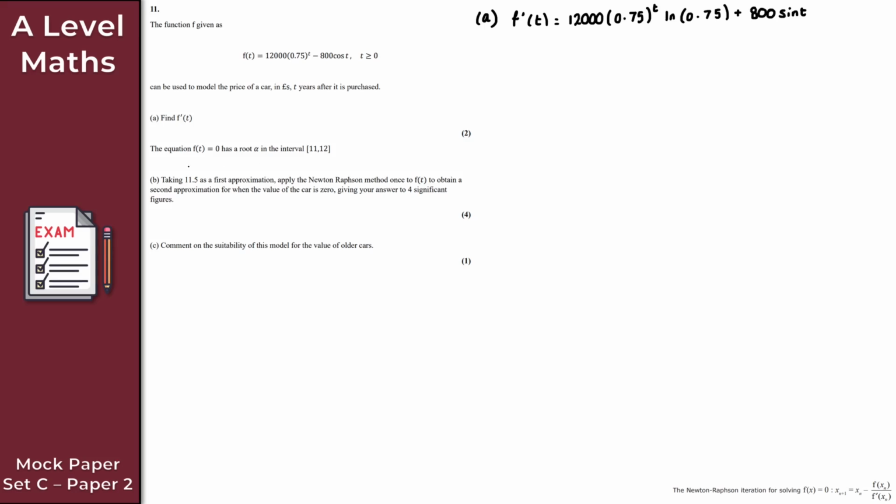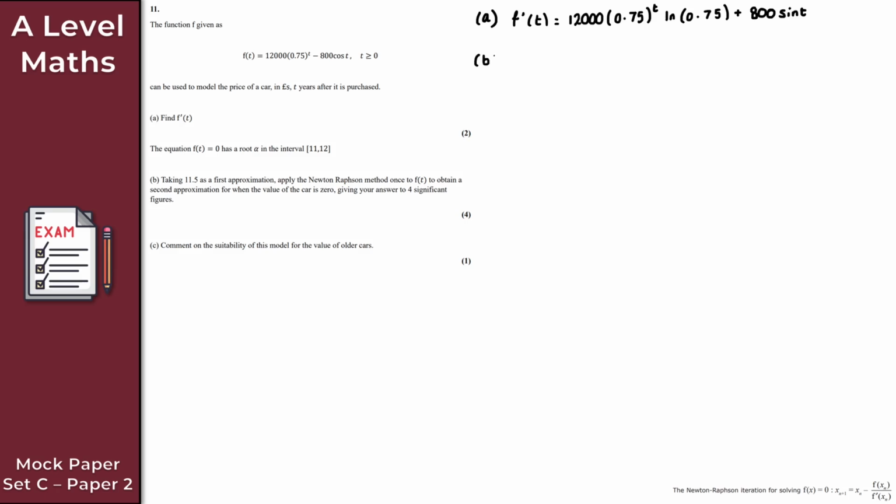Now for the next part of this question, and what we're given here is the equation f of t equals 0 has a root alpha in this given interval here. So for part B then, what we want to do here is take 11.5 as a first approximation, and then apply the Newton-Raphson method again here to obtain a second approximation for when the value of the car is 0, giving your answer to 4 significant figures here.